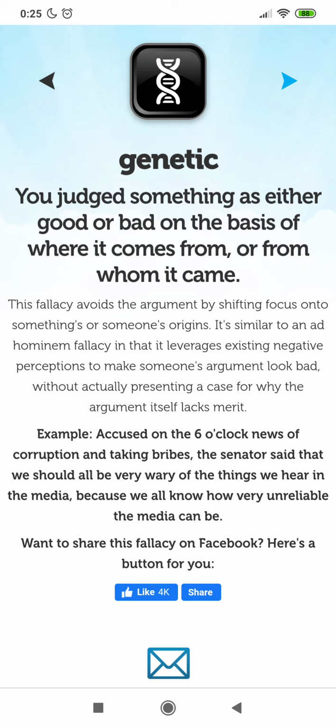Example: accused on the 6 o'clock news of corruption and taking bribes, the senator said that we should all be very wary of the things we hear in the media because we all know how very unreliable the media can be.